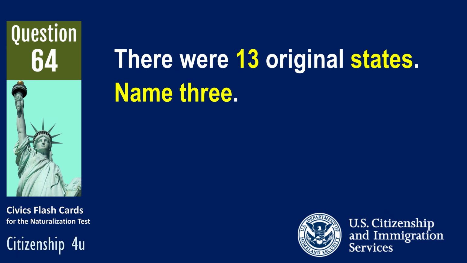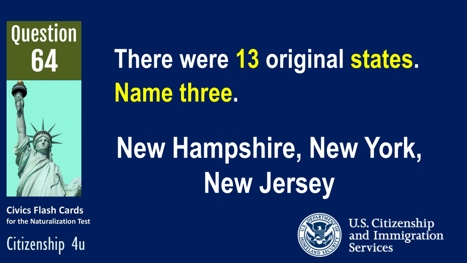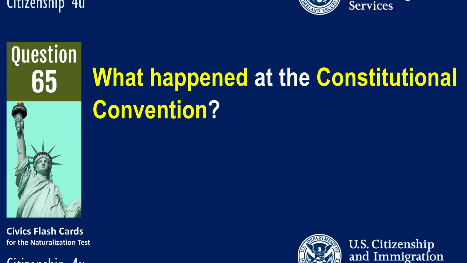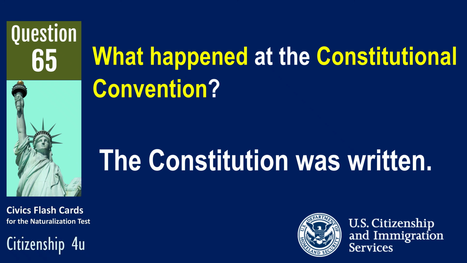There were 13 original states. Name 3. New Hampshire, New York, New Jersey. What happened at the Constitutional Convention? The Constitution was written.